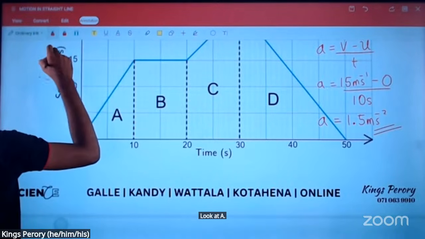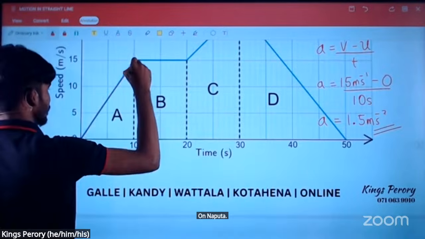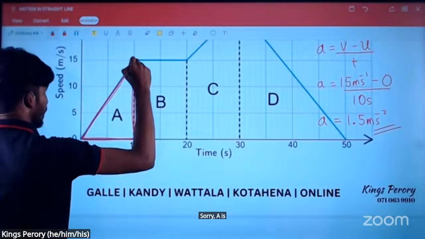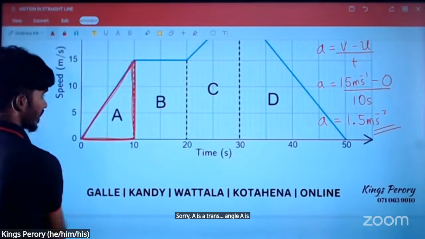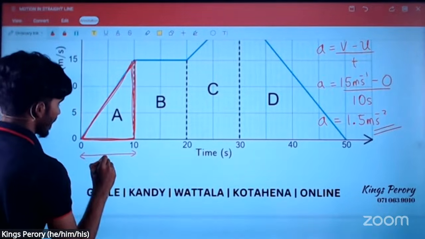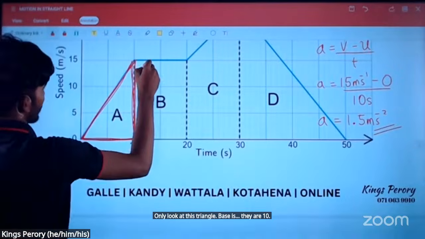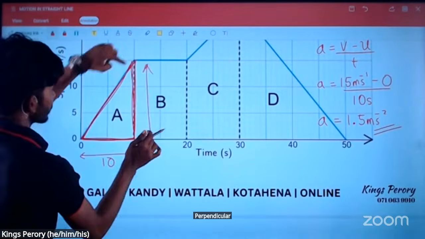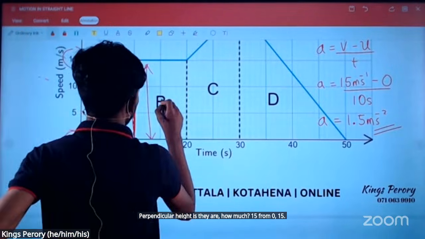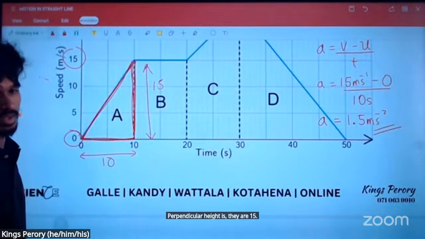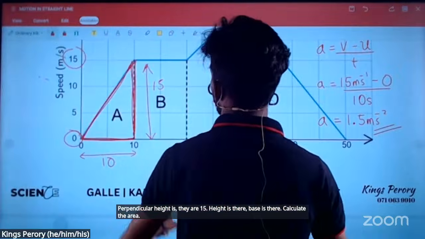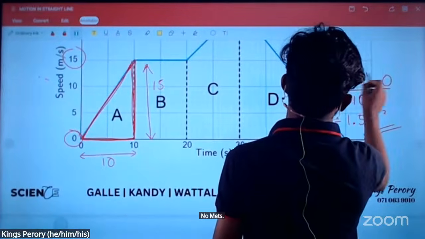A is a rectangle. Sorry, A is a triangle. Only look at this triangle. Base is 10. Perpendicular height is how much? 15, from 0 to 15. Perpendicular height is 15. Height and base are there. Calculate the area.